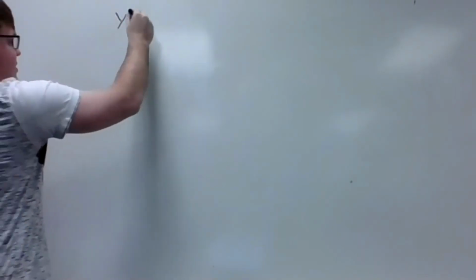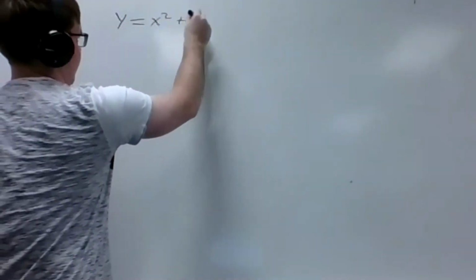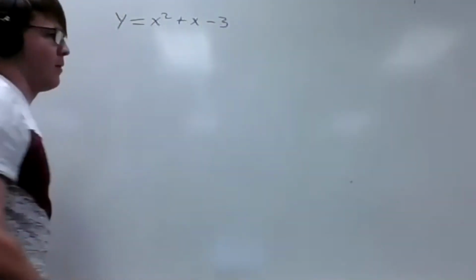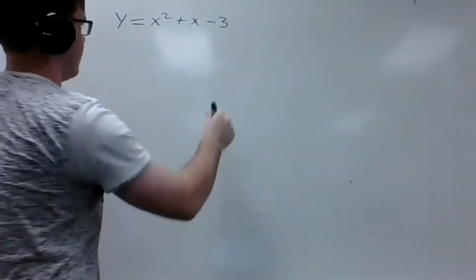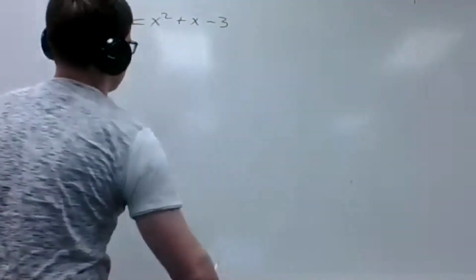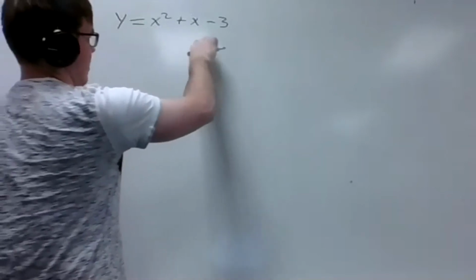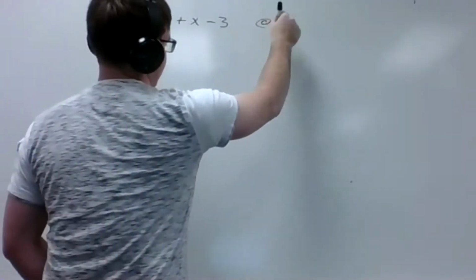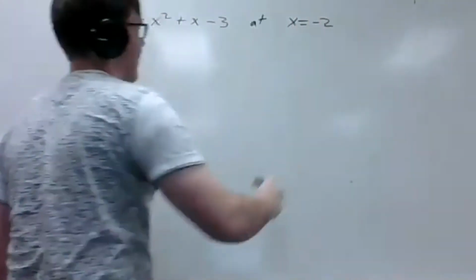So I guess the next thing that we'll cover is a tangent line problem. In a tangent line problem, they'll give you some function, and they'll give you an initial x value. So it will be like, find the tangent line of this equation at, let's say, x equals -2.